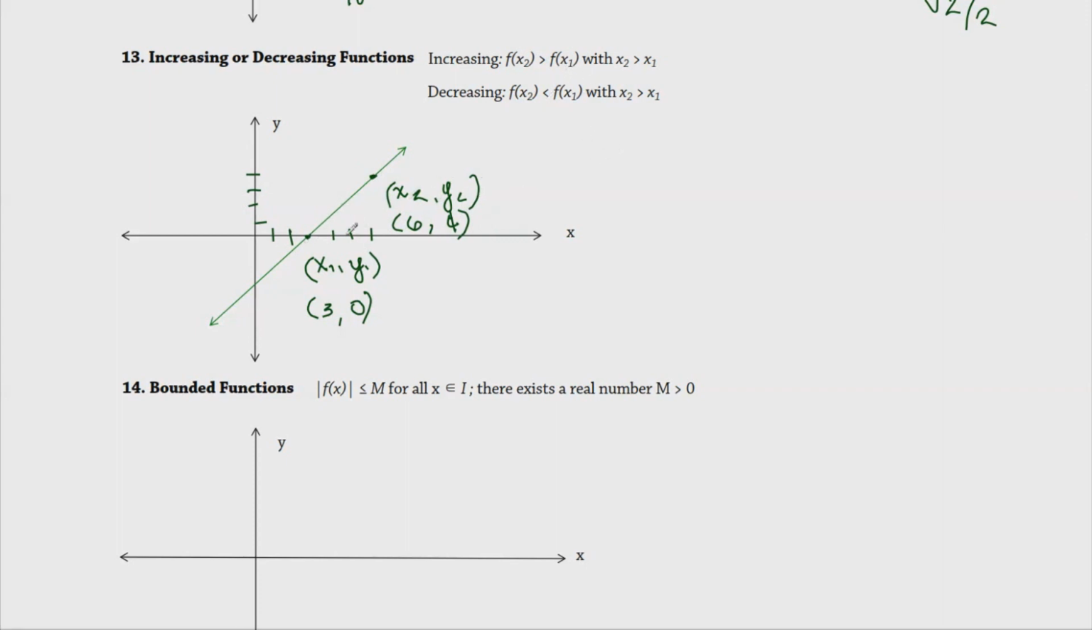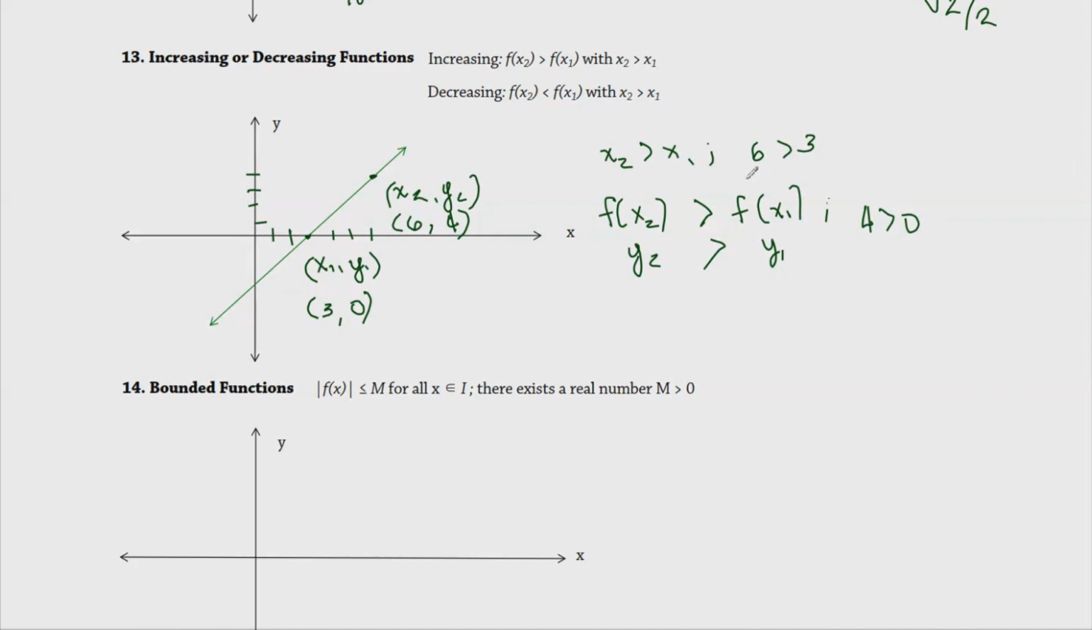So what we have here is an increasing function. How do I know that? If f of x sub 2 is greater than f of x sub 1, given that x sub 2 is greater than x sub 1. Here x sub 2 is greater than x sub 1 since 6 is greater than 3. Then we check if this is also true: f of x sub 2 is the y value, y sub 2, and this one is y sub 1. It should be noted that y sub 2 should be greater than y sub 1, and that is also true since 4 is greater than 0. So this is an increasing function.